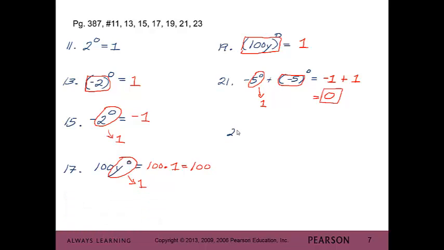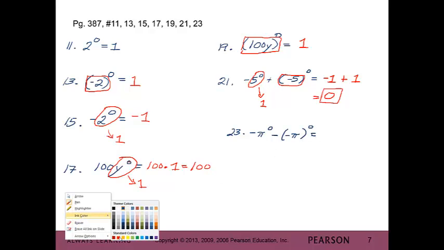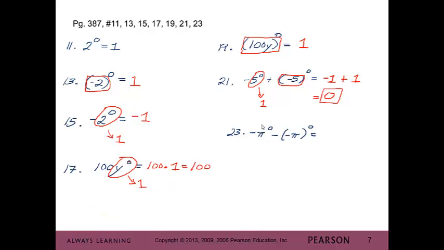And then number 23, we have negative pi raised to the 0th power minus negative pi raised to the 0th power. So remember, be careful about who's actually raised to the 0th power. In this case, it's just the pi, so the pi to the 0th power is 1, but the negative is still on the outside, so that's negative 1. And then we have minus, and then negative pi is on the inside of my parentheses and is raised to the 0th power, so this is just 1. So negative 1 minus 1 gives us negative 2.